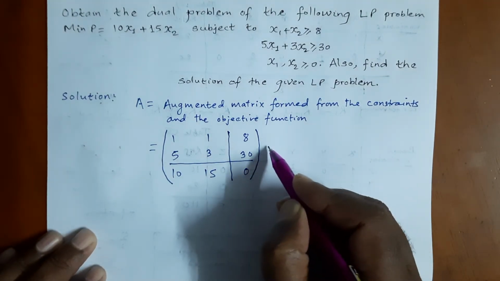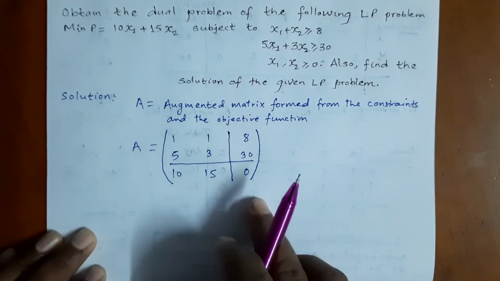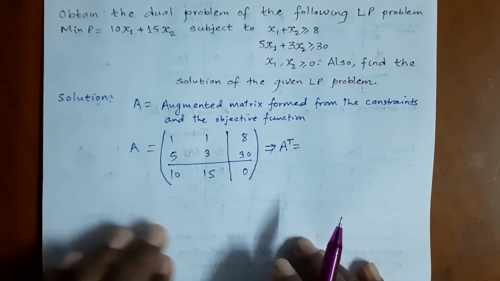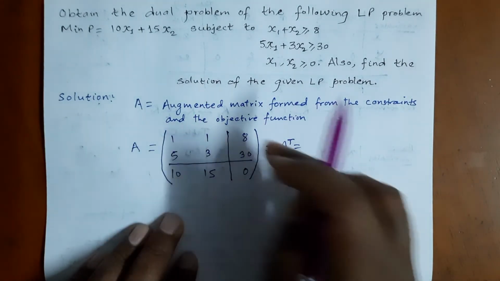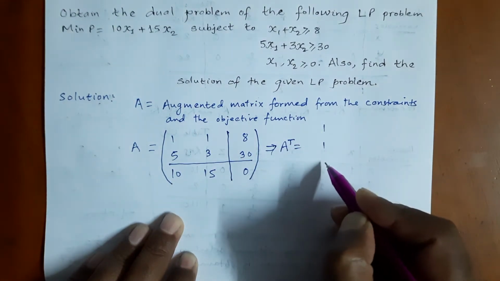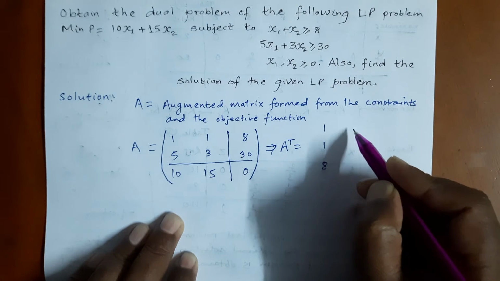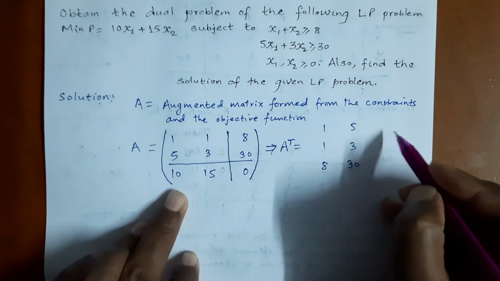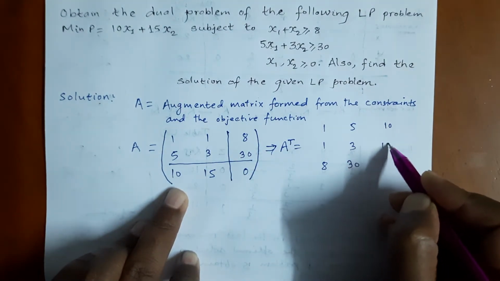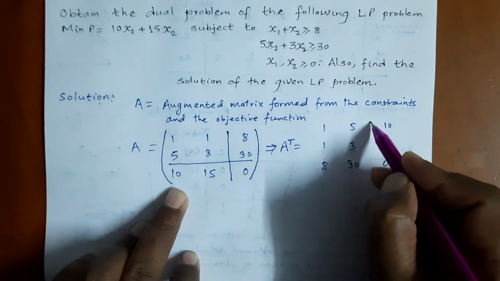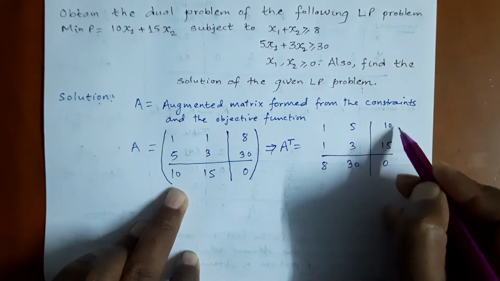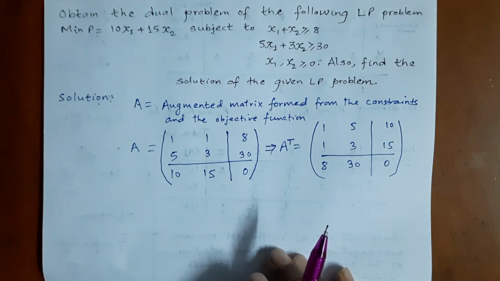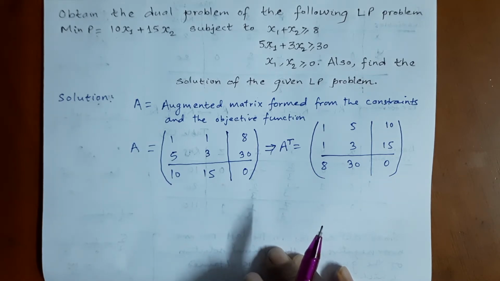And now this A matrix equals to this much, and this implies that A transpose is obtained by interchanging row and column. Now first row becomes first column, 1 1 8. Second row becomes second column, 5 3 30. Third row becomes third column, 10 15 0. Now we'll make the line like before. Okay, this is A transpose.